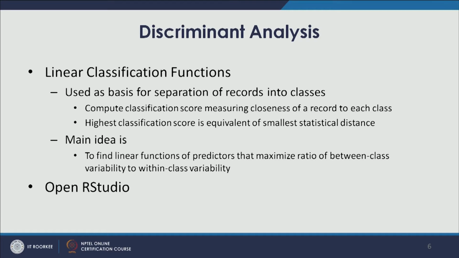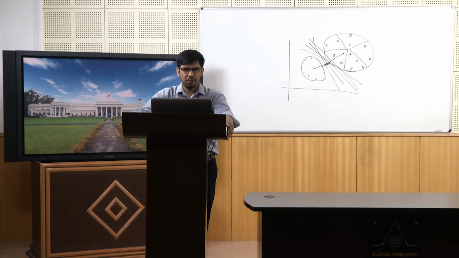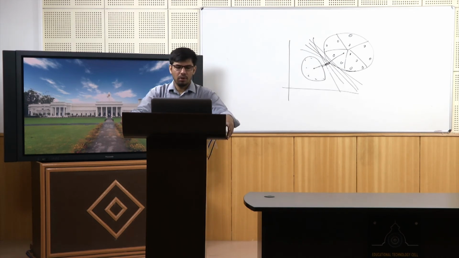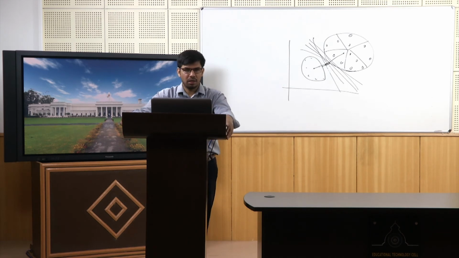So the main idea that was based on using the distance metric is actually captured here in linear classification functions, but the implementation is now different. Instead of calculating the distance, we use these classification functions to compute a classification score. However, in terms of understanding and interpretation, the underlying basis is the same. Instead of saying smallest statistical distance, we would be saying highest classification score.